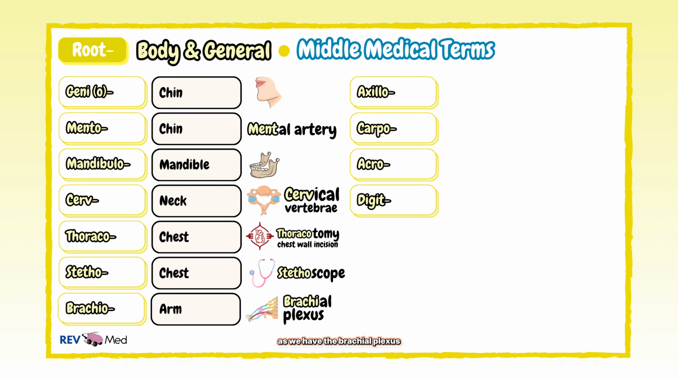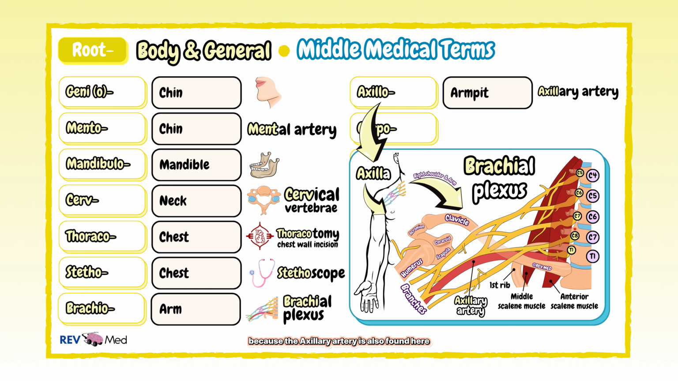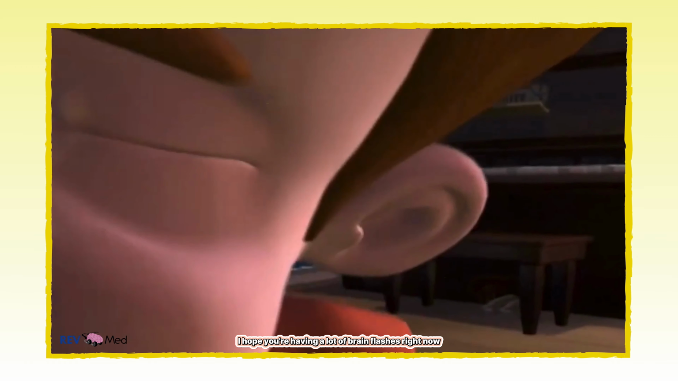Brachial refers to the arm, as we have the brachial plexus, the nerve bundle under the armpit. And axilla is what you call the armpit. Think, because the axillary artery is also found here intertwined in the plexus. I hope you're having a lot of brain flashes right now.